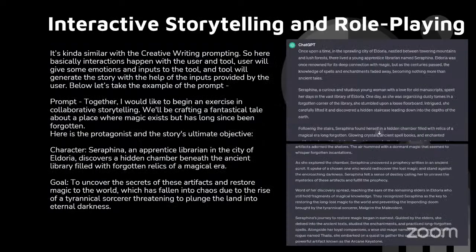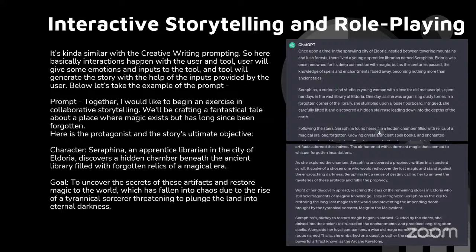Now, interactive storytelling and role playing is kind of similar to creative writing and prompting. So here, basically, interactions happen between the user and the tool. The user will give some emotions and inputs to the tool, and the tool will generate the story with the help of the inputs provided by the user. Below, let's take an example of the prompt.